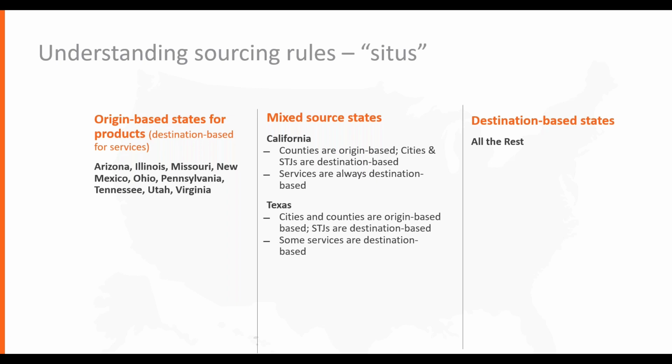And then on the far left, you'll see our states that are origin-based for products. So if you are located in Arizona and you're shipping in Arizona, you're going to charge the sales tax rate for where you're located. If you're shipping to that state and you have a presence there or an obligation, but not an actual home location, then it's still going to be done on the ship to. But this is if you are actually located in those states.